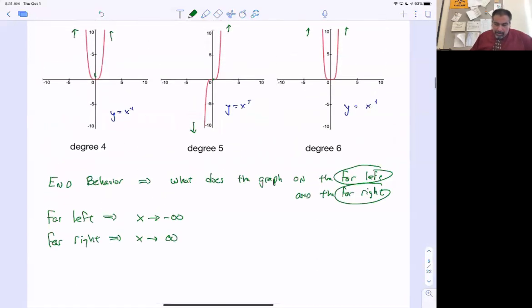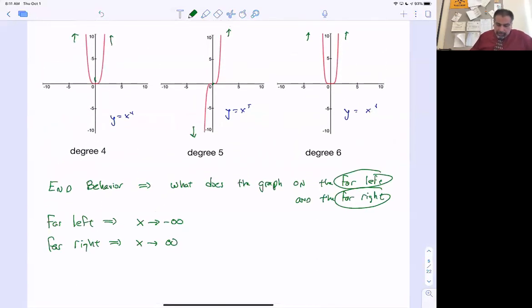Okay, so now as we look at these three, let's look at the degree 4. For the degree 4, as x goes to infinity, we're going up. Well, up and down are the y values. So we're going to say that y is going to infinity.